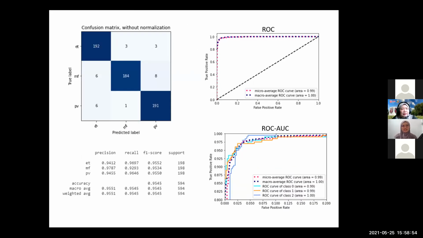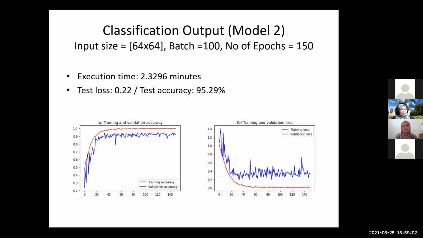That one is model number one, which is the best model that we select after cross validation, the first model, and this is the classification output for model 2. So the input size is the same, also 64, and the batch number is 100, but the number of epochs is less. So does the execution time. The time is less also, only about 2 minutes. The test accuracy is 95, around the same numbers also. So we can see the training and validation is quite optimal.